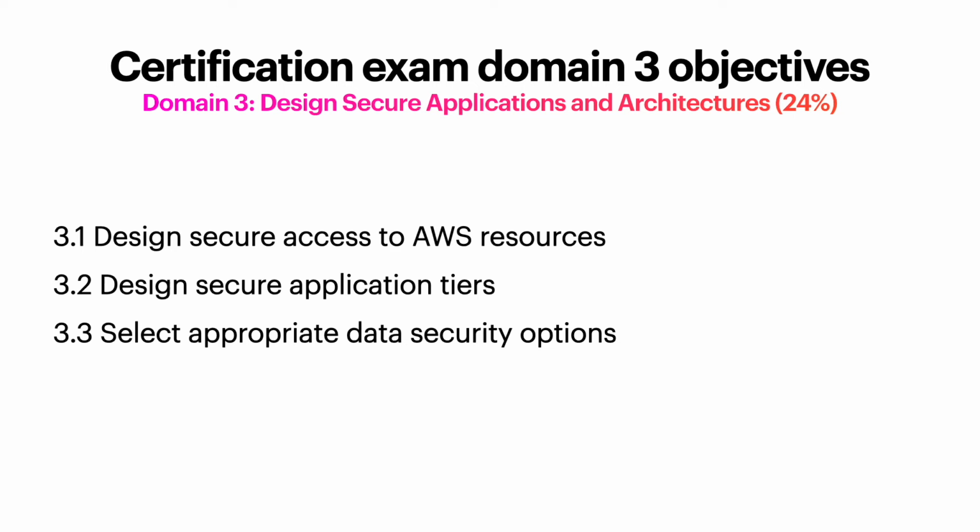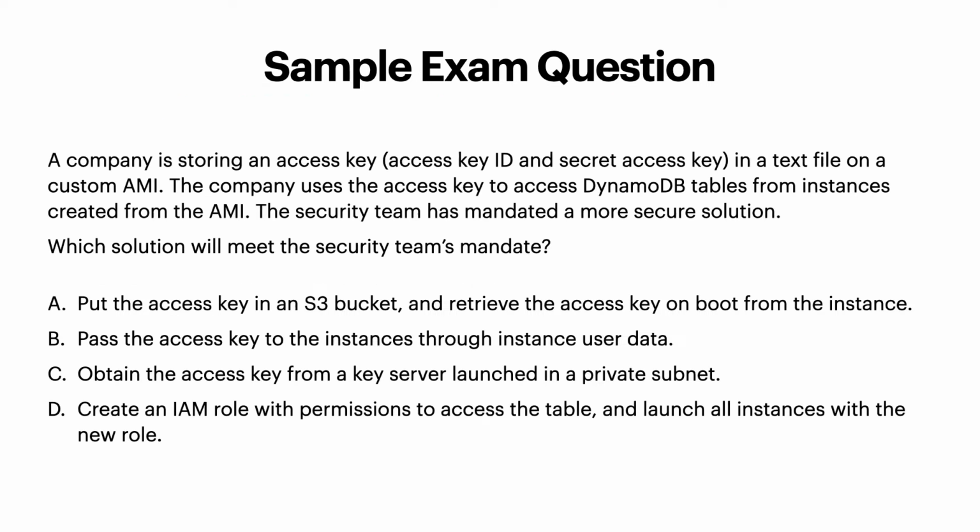In the third domain, you need to show that you can design a secure AWS architecture and that you are able to select the correct data security options. So let us take an example. A company is storing an access key in a text file on a custom AMI. The company uses the access key to access DynamoDB tables from instances created from that AMI, and the security team has mandated a more secure solution.